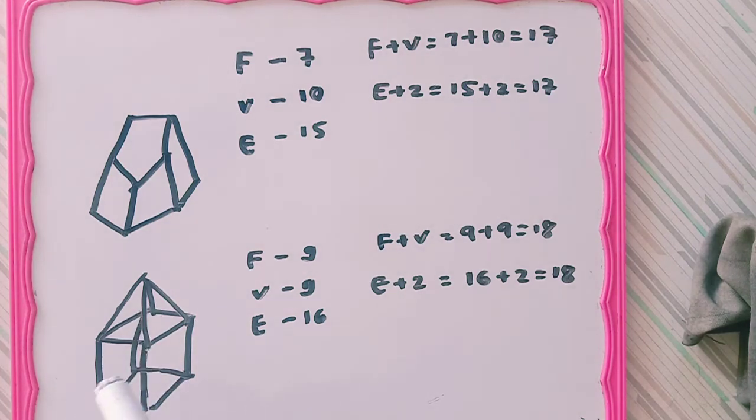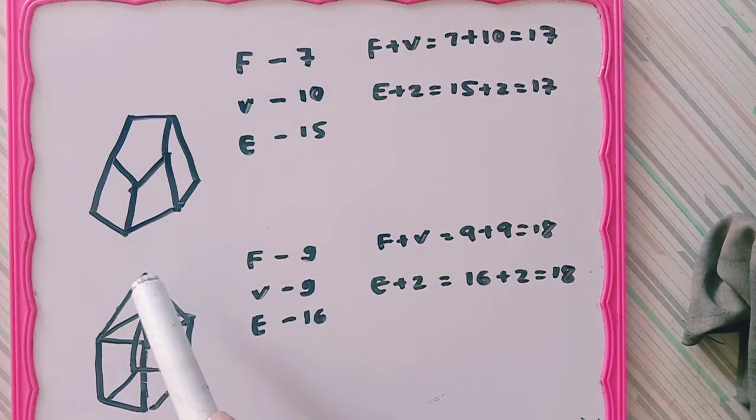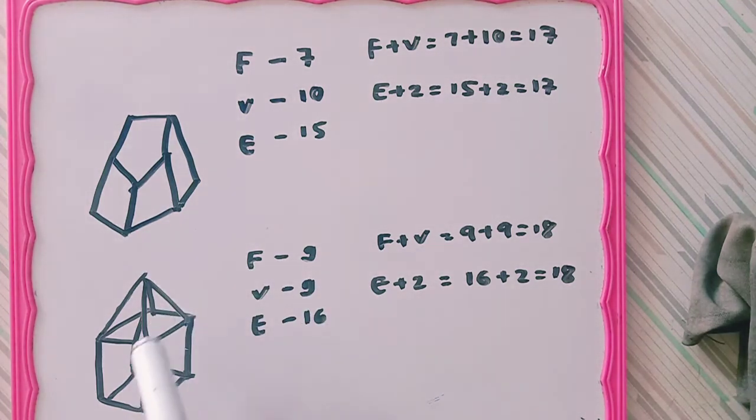Same way, one more solid is given, a cuboid with a rectangular pyramid. The cuboid has 5 faces, because the top will not count. So 5 faces for the lateral and bottom, and the pyramid has 4 triangles, so a total of 9 faces. Here 4 plus 4, 8, and 1, 9 vertices are there. The cuboid has a total of 12 edges and the top 4, so 16 edges. F plus V is 9 plus 9, 18, and E plus 2 equals 16 plus 2, 18.